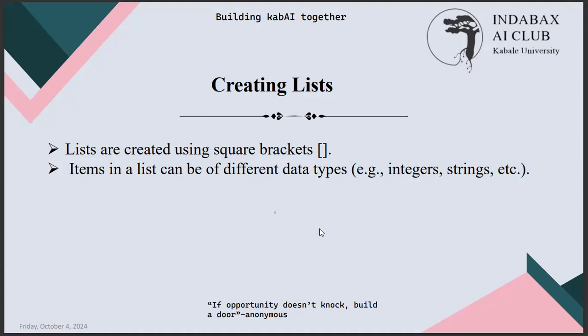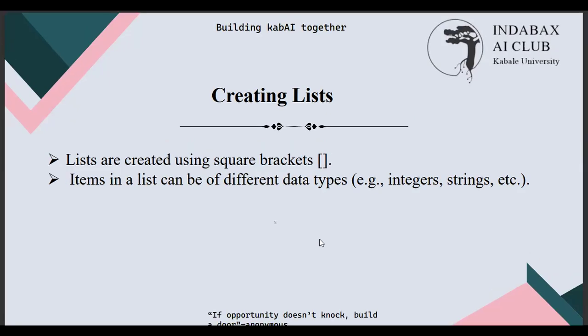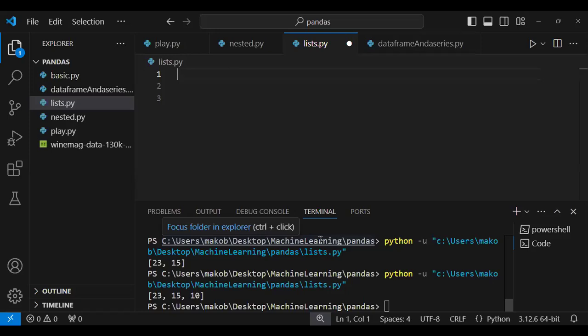Okay, let's jump into VS Code and we see exactly what we are talking about. So I want to create a list to store names of some people. So I'll call it names.